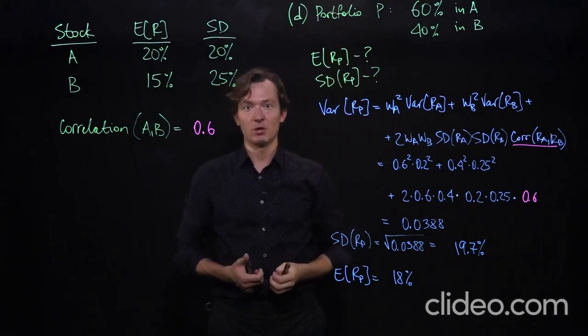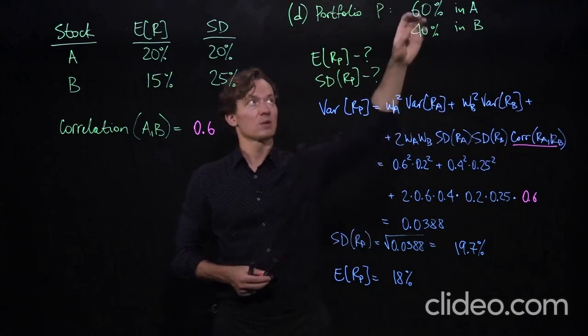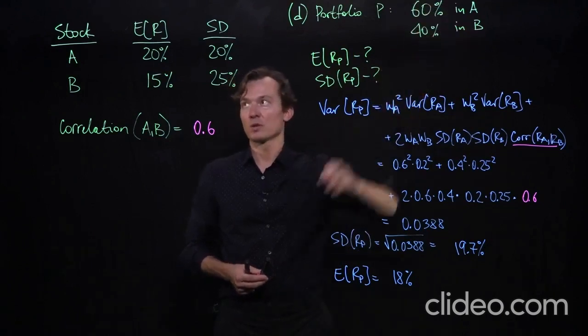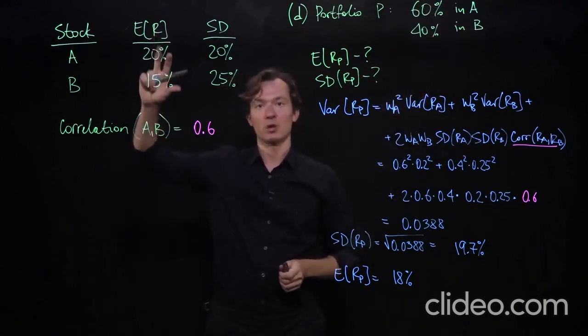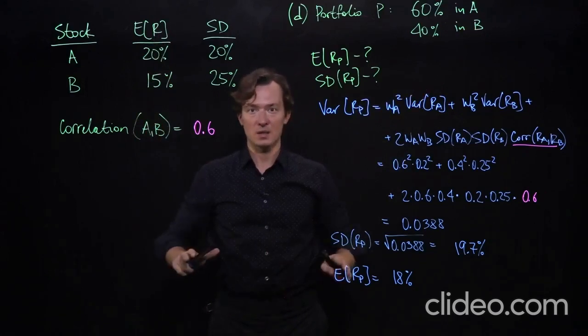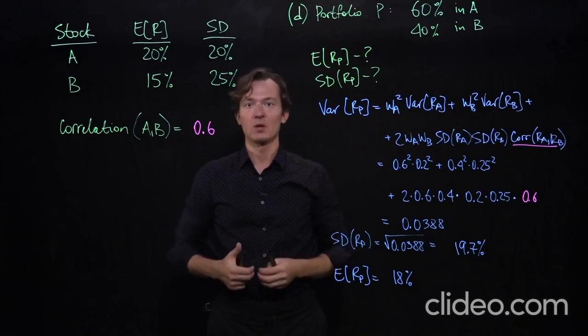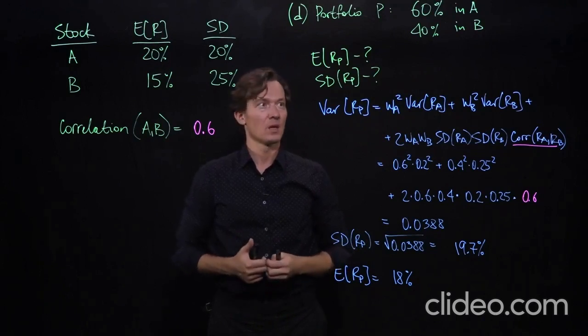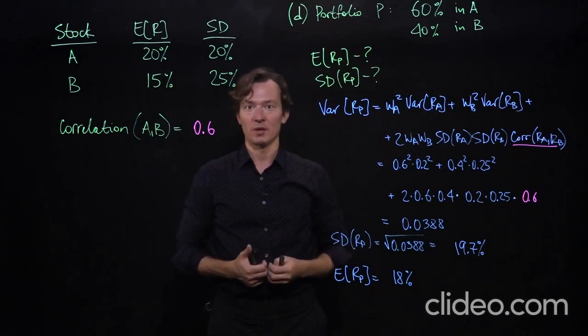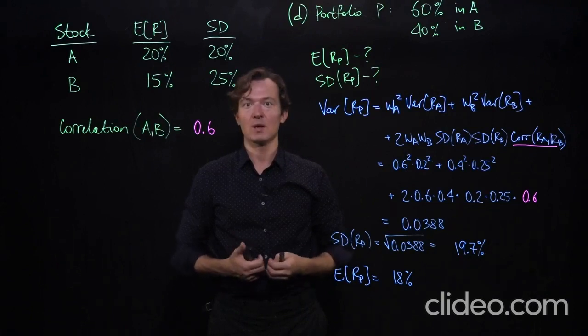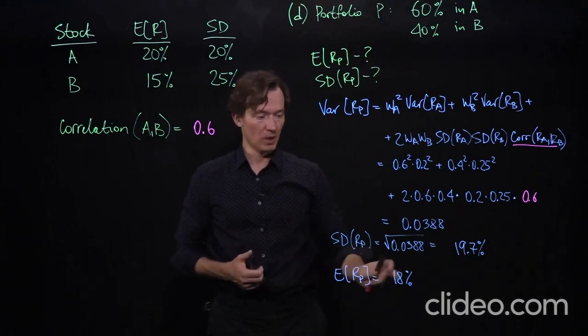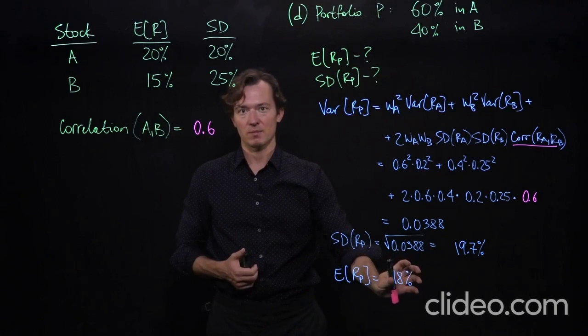The expected return on the portfolio only depends on the weights that we put in the corresponding stocks and on the expected returns on the stocks. It does not depend on how returns on different assets covary within that portfolio. So, therefore, expected return in this case stays the same as it was before. In particular, it is 18%.